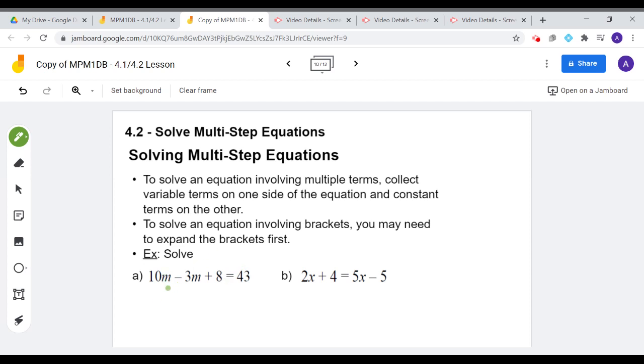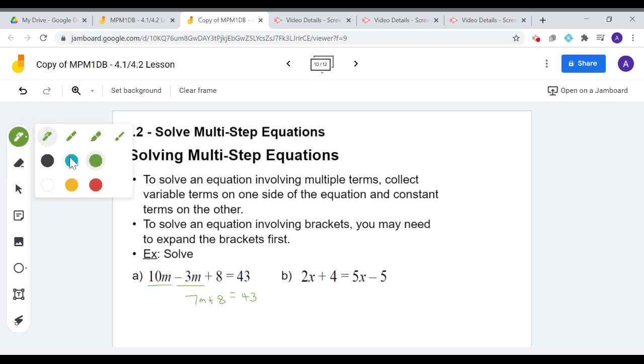So in this equation, we notice that we've got more than one number on the side with our variable. So we need to start by collecting our like terms. We have a 10m and a negative 3m. So that gives me 7m plus 8 equals 43. Now this looks like a two-step equation.